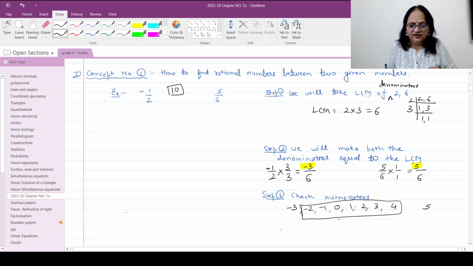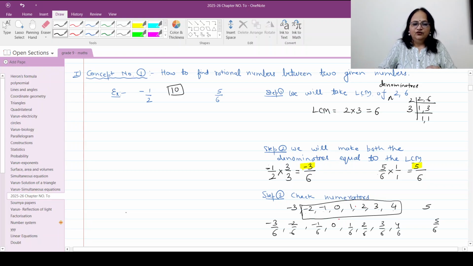You can write it like this. This is -3/6 and this is 5/6. So you can write -2/6, -1/6, 0, 1/6, 2/6, 3/6, 4/6, right? But if you have to insert 10 numbers, then what will you do? So 3, 4, 5, 6, 7, it's okay. Now what to do?